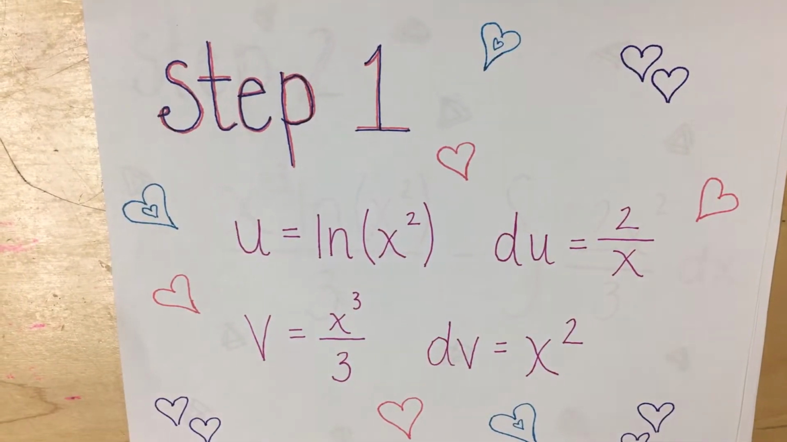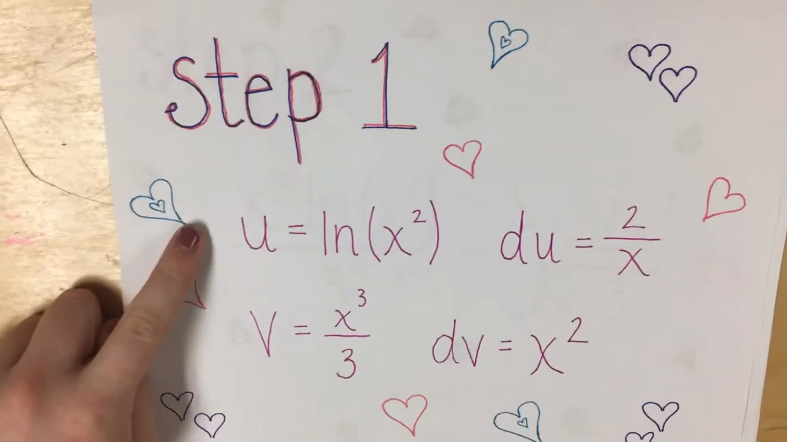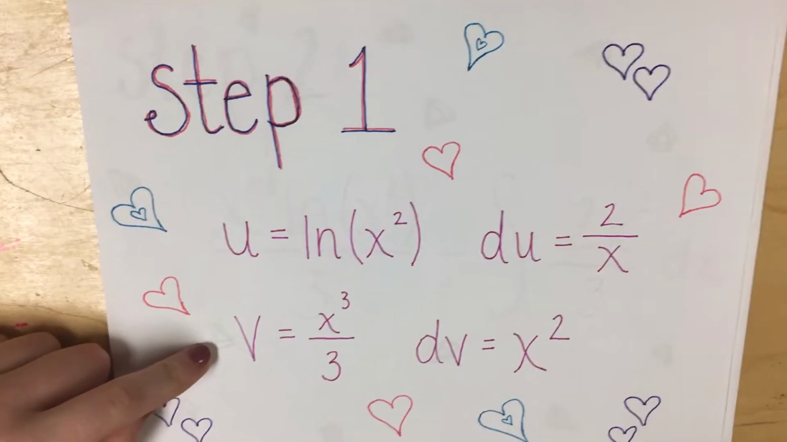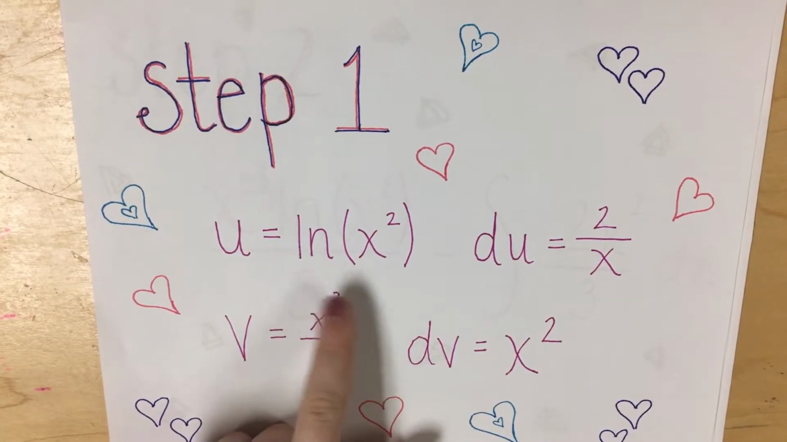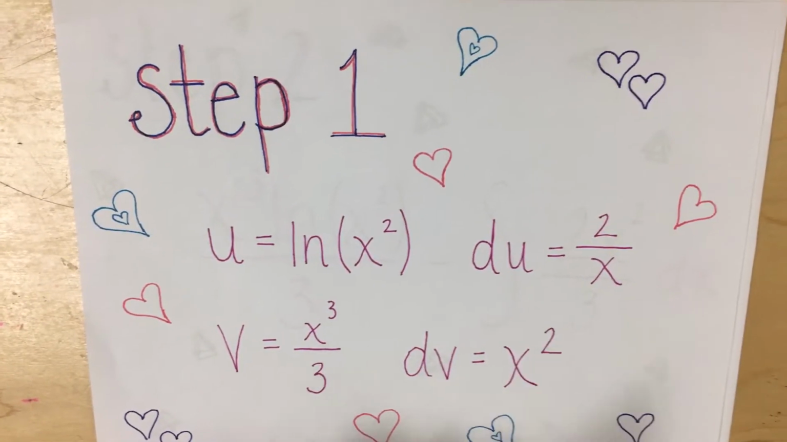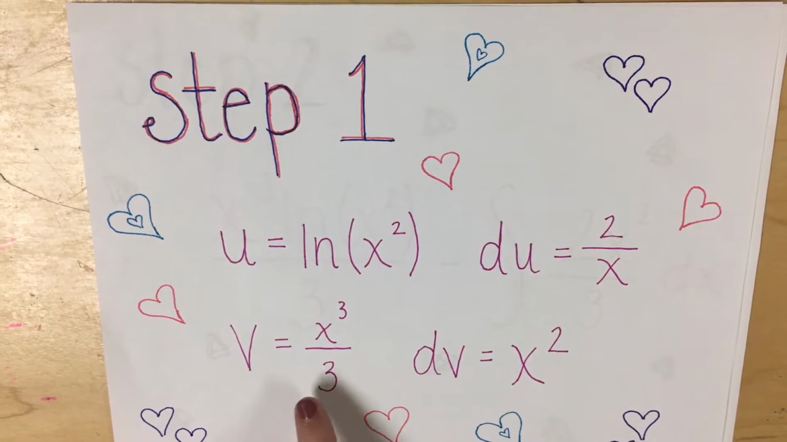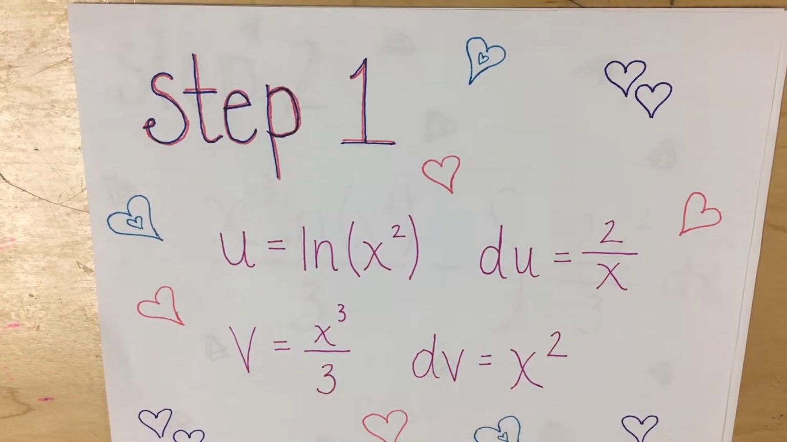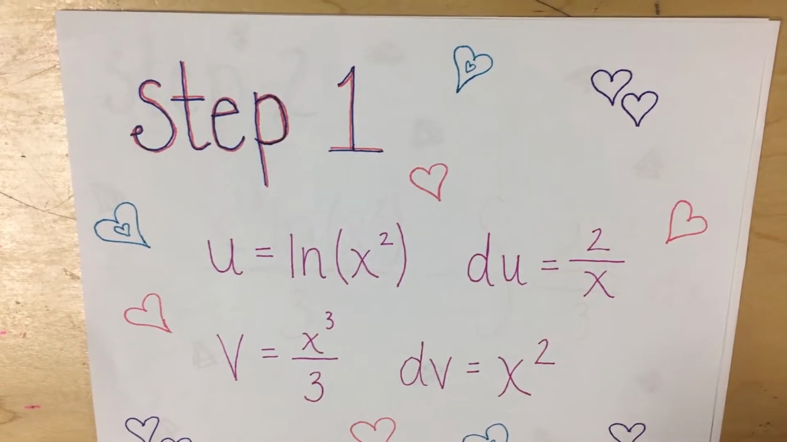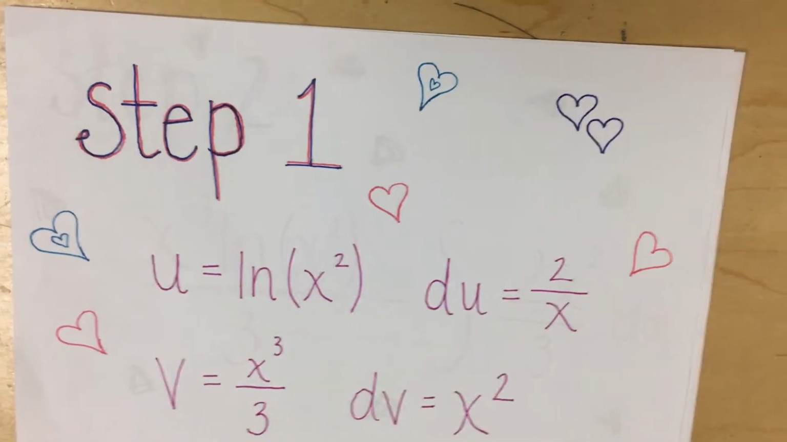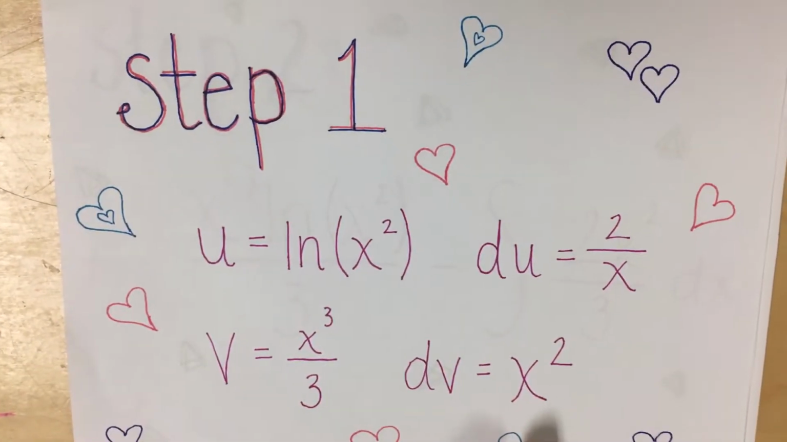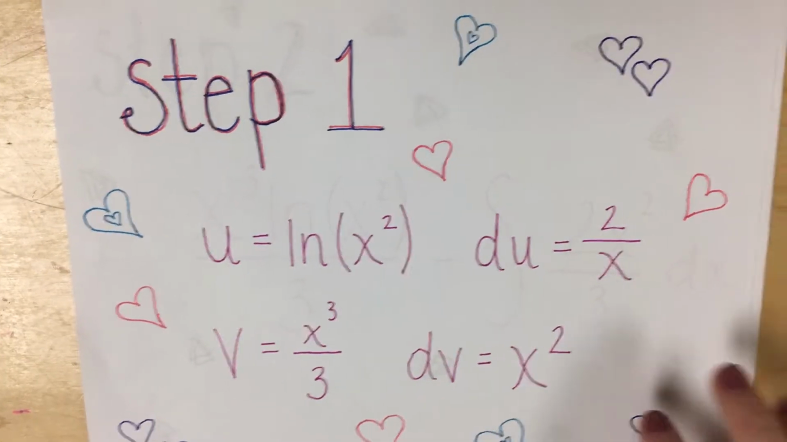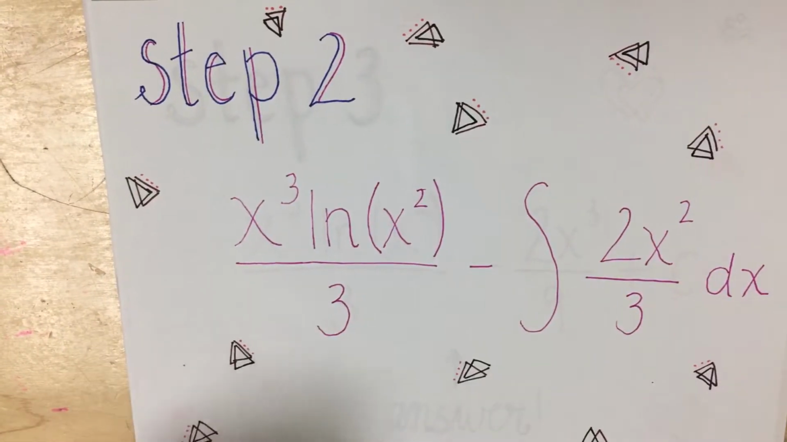So our first step, again, is to identify which ones are u and which is v. As you can see, our u is the ln of x squared because the derivative is much simpler than the derivative of our x squared. So our du is 2 over x, and our v will be x cubed over 3 because that's the antiderivative of our x squared. All right, next step.